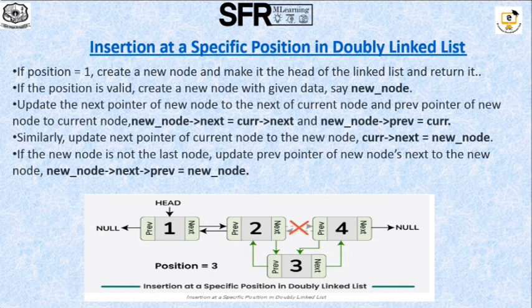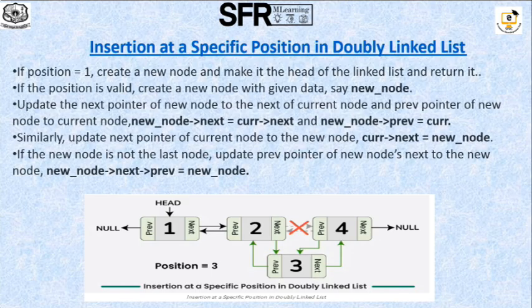If the position is valid, then create a new node. Update the next pointer of the new node to the next of the current node, and the previous of the new node to the current node. That is, for the new node, previous is updated with 2 and next with 4. After updating, the current node will now be the new node. Then we check whether the new node is the last node. Because we are going to include this node only in between, this is not a last node.